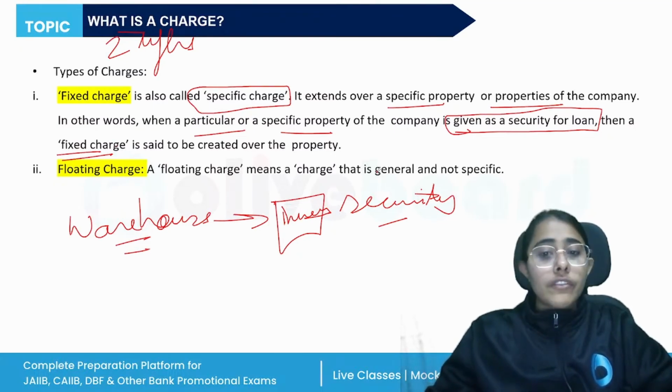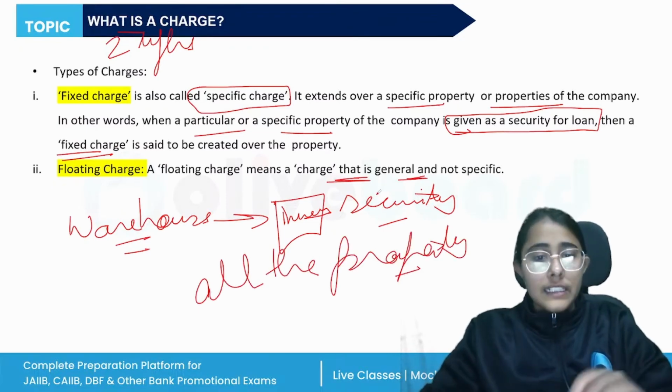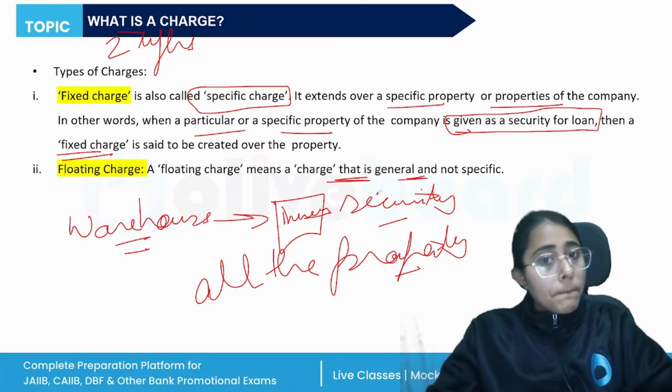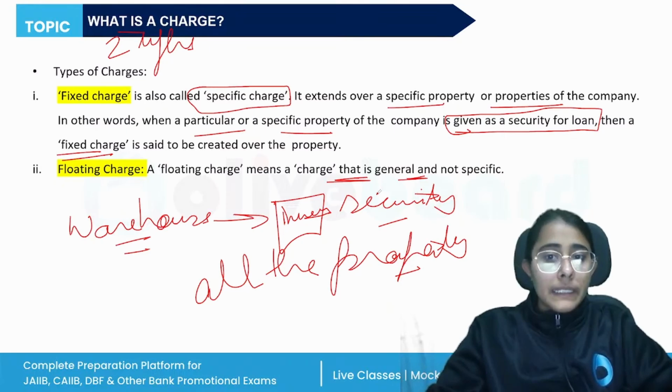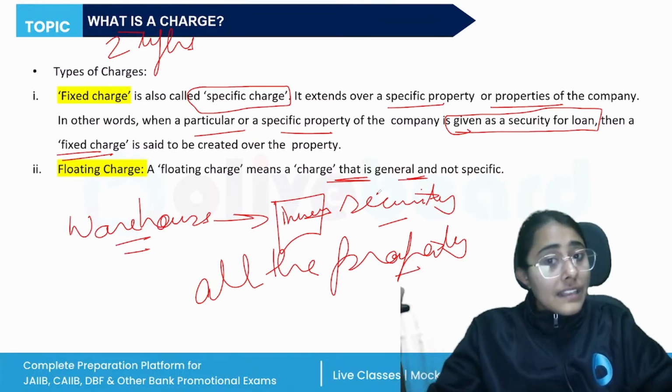Floating charge, however, means it is general. So on all the property of the company, the floating charge is created. It is not specific. So it floats over the present and the future property of the company, right? It does not restrict the company. The company can assign the property to a third person as well by way of sale or security, right? So these are the two charges, the fixed charge and the floating charge.